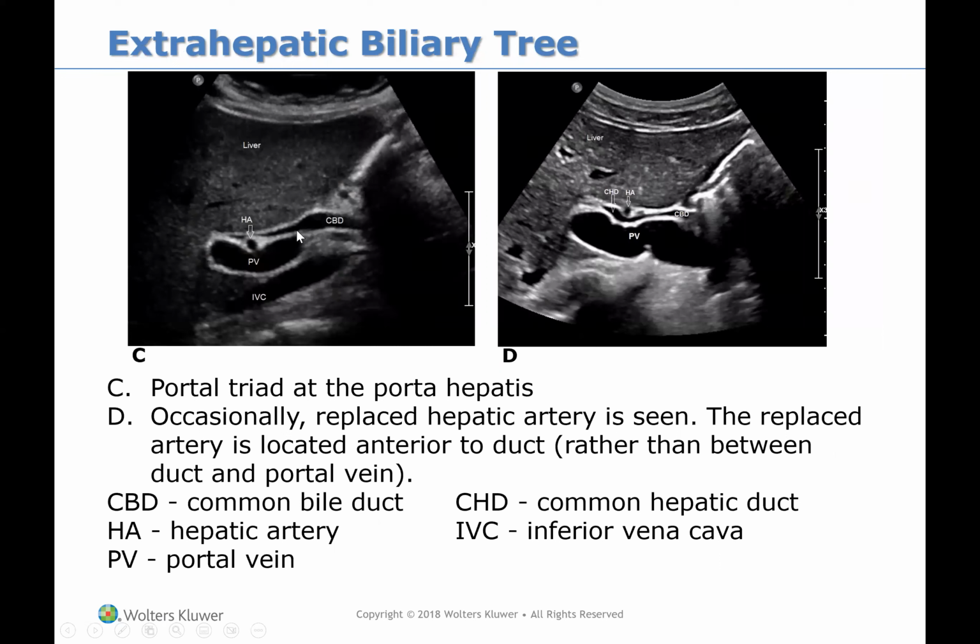Here's another really pretty picture of the portal vein. Then the hepatic artery runs perpendicular to the portal vein. And then you can see the common bile duct to the right. Before that, this is the common hepatic duct.